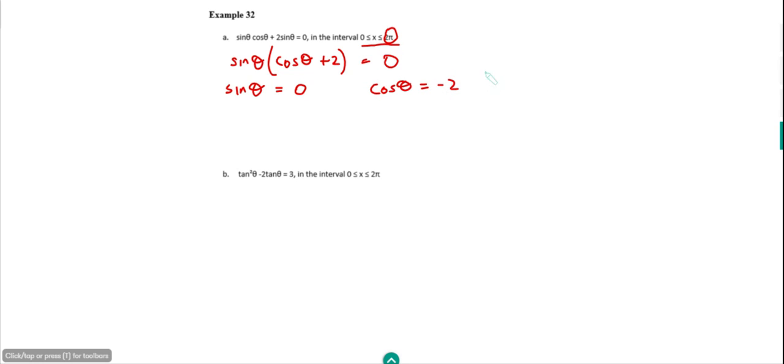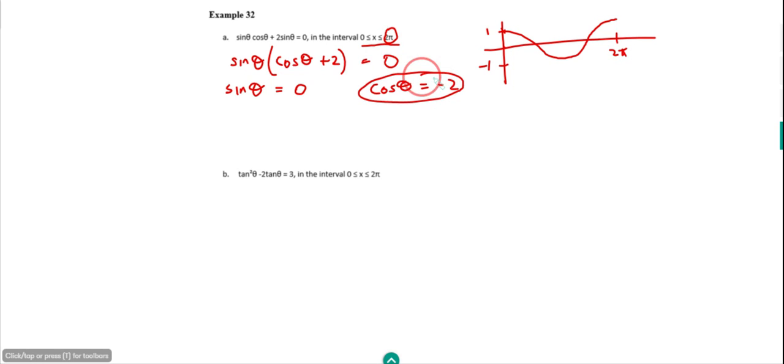So the first thing we know is that if we consider a graph of cos, it starts at 1 and actually goes down to minus 1 and never goes outside of those boundaries. So that's the cos in the range of 0 to 2 pi. So in other words, cos could never reach minus 2. So we can reject this one because cos theta can't equal minus 2. So we're only interested in this one, sine theta equals 0.